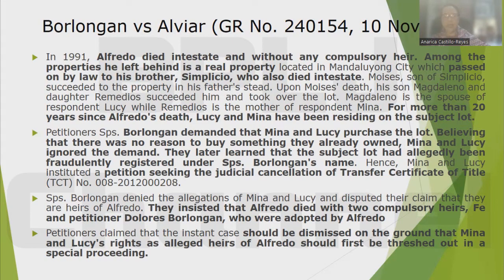On the other hand, the spouses Borlongan insisted that Alfredo died with two compulsory heirs, Pe and Dolores, who were adopted by Alfredo. That is the reason why they were able to acquire title over the said property. So, in order to vindicate the violation of their right, Mina and Lucy filed a case for the cancellation of the transfer certificate of title issued in the name of the spouses Borlongan. Now, the spouses Borlongan countered that the case should be dismissed because Mina and Lucy's rights as the alleged heirs of Alfredo should first be established in a special proceeding.